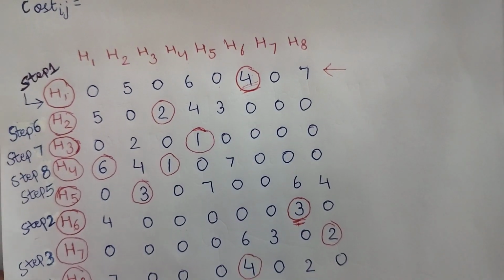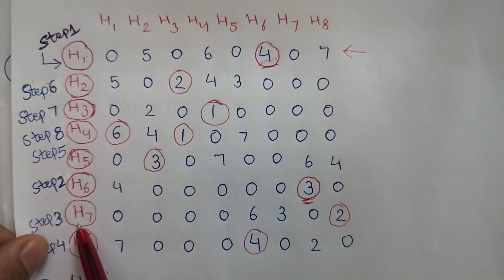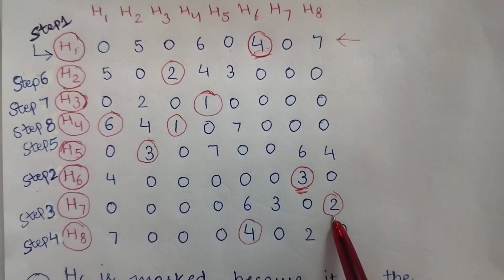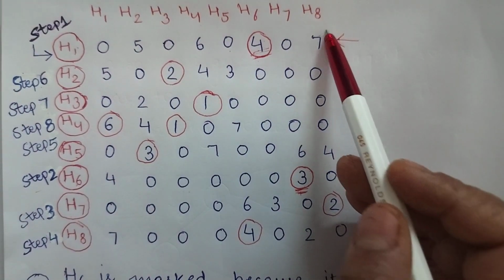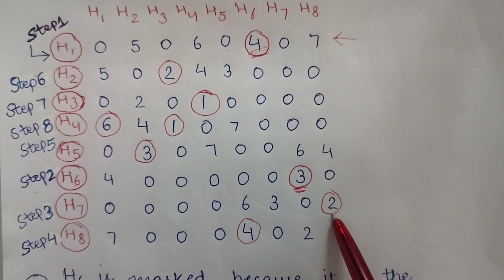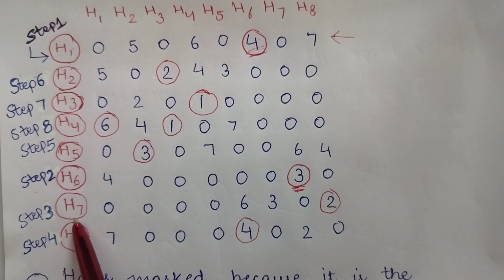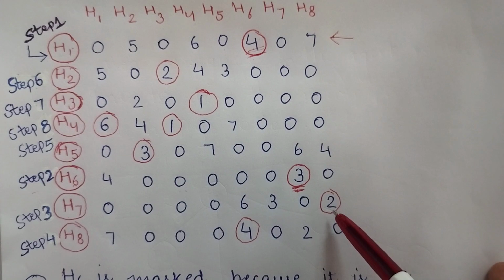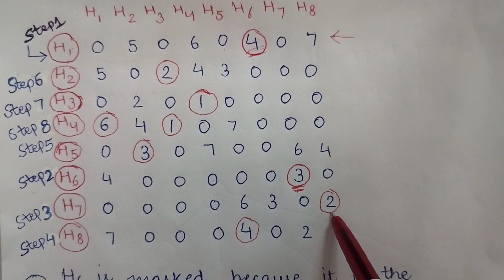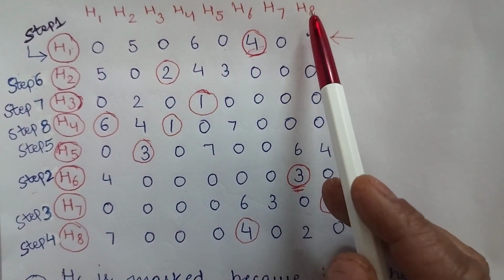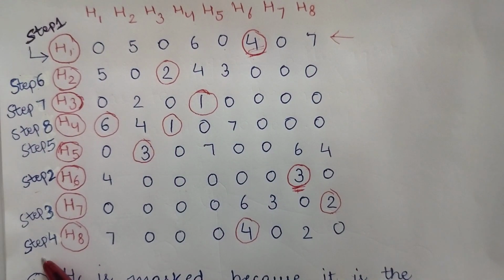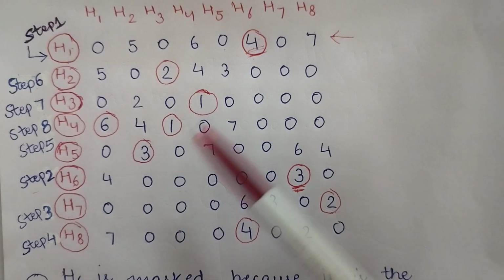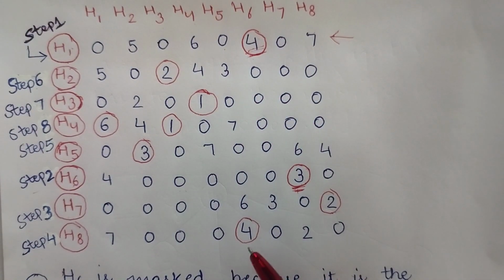After you mark H7, now the third step is to find the minimum cost area from H7. Again, the minimum cost area from H7 is H8, and the cost of that area is 2. So to reach the minimum cost area from H7, H8 is that area and the cost is 2. So now you have to find the minimum cost area from H8. That is your step 4. The minimum cost area from H8 is H6 and the cost is 4.